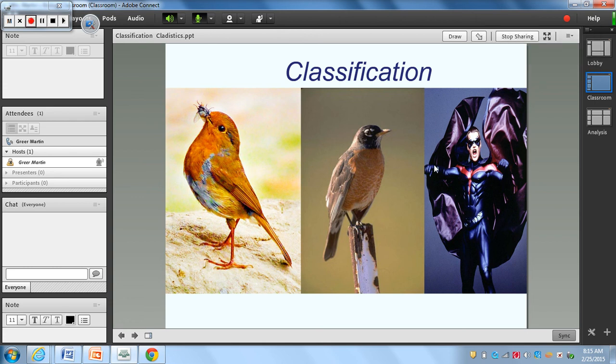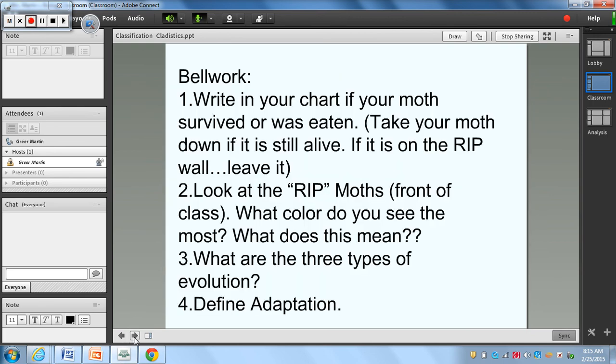Out there. Today we're going to be watching a presentation on classification. So if you've printed off the fill in the blank notes, go ahead and get those out. If not, they are located on It's Learning, so please pause and print that off for you. We're going to go ahead and get started.